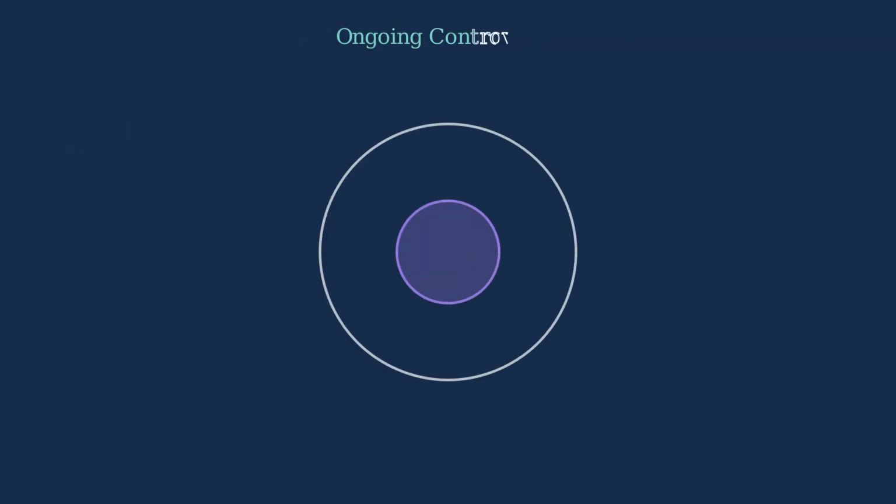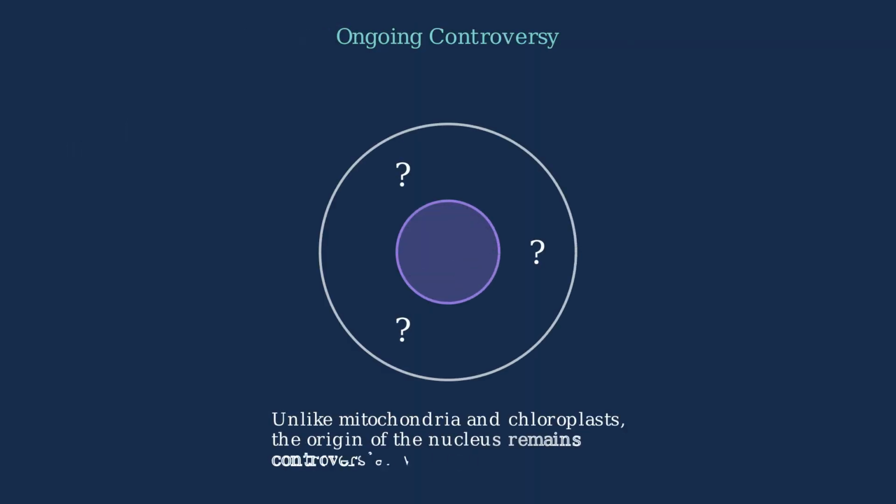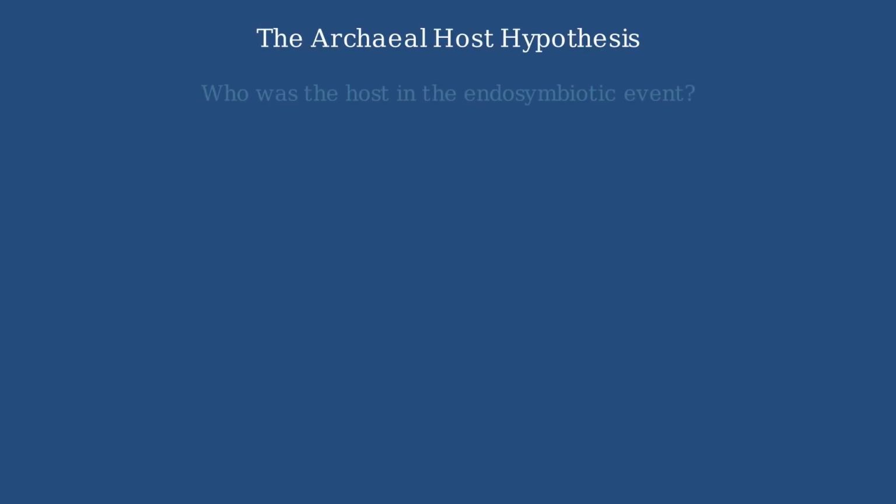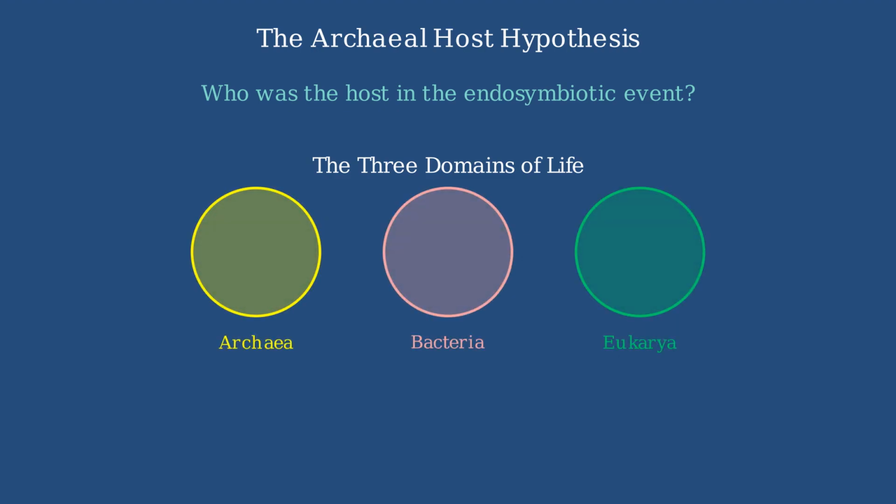Unlike the relatively well-established endosymbiotic origin of mitochondria and chloroplasts, the origin of the nucleus remains controversial. Ongoing research continues to provide new insights, but a definitive answer remains elusive. Who was the original host cell in the endosymbiotic event that led to eukaryotes? For decades, scientists debated whether the host cell was a bacterium or an archaeon. Recent genomic evidence strongly supports the archaeal origin.